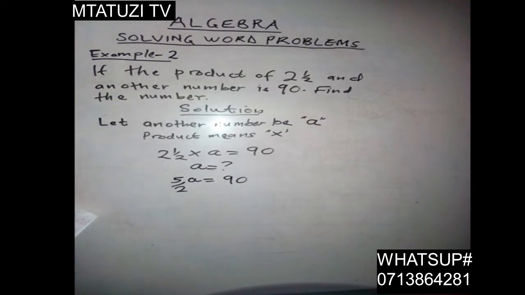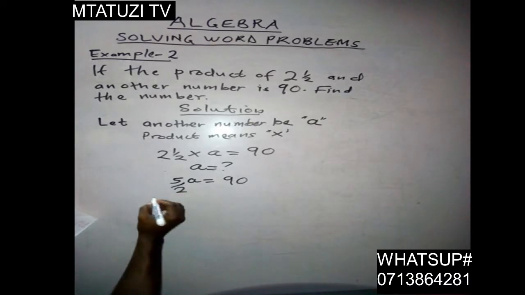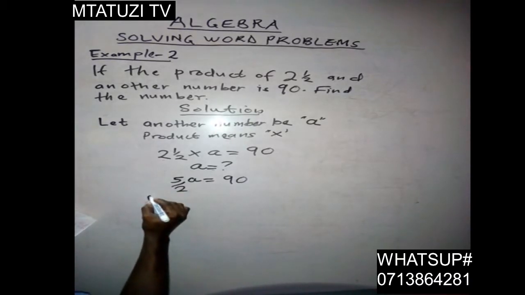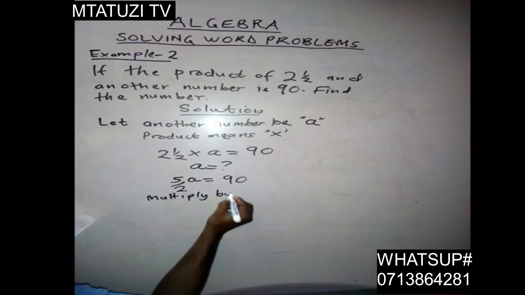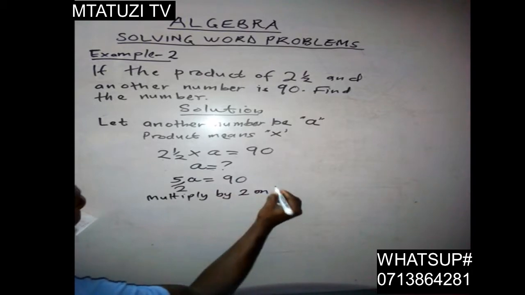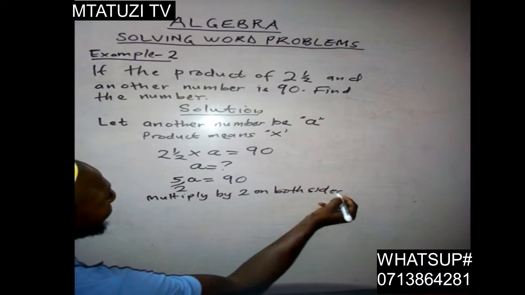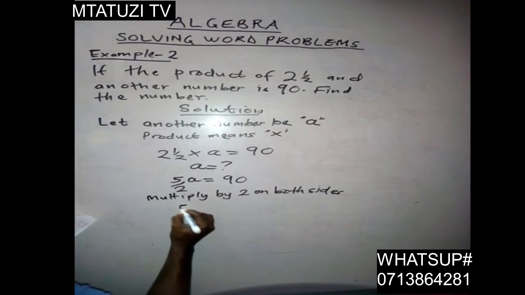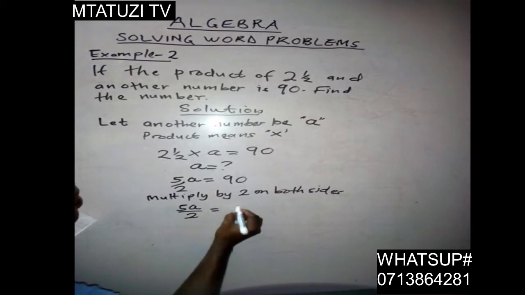So therefore in order to get A we have to eliminate this denominator 2. In order to eliminate denominator 2 we have to multiply by 2 on both sides. Now 5A over 2 is equal to 90.